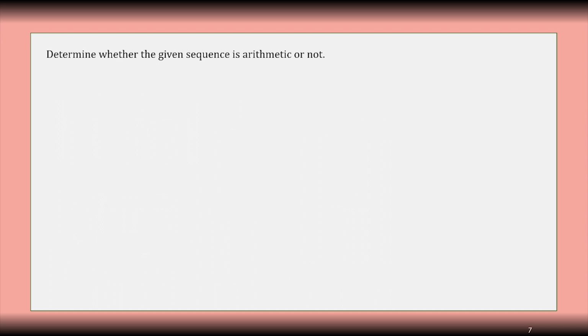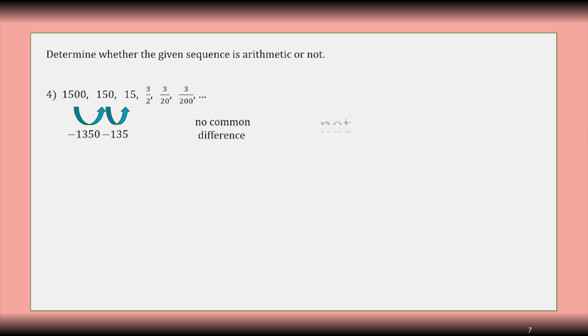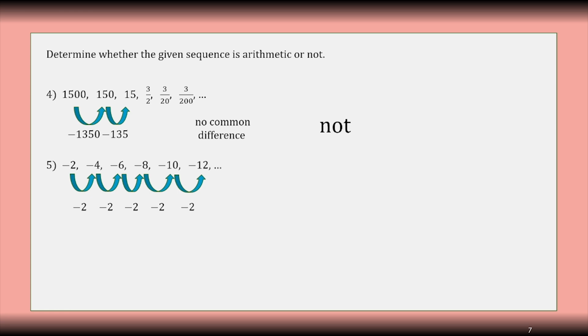Next one. So, we have example number 4. So, the difference is negative 1,350. So, the second one is negative 135. So, pwede mag-stop na tayo dyan. Then, it is not an example of arithmetic sequence. Next, we have negative 2, negative 4, negative 6, negative 8, negative 10, negative 12. So, obviously, kita naman na meron siyang common difference which is negative 2. So, it is an example of arithmetic sequence.